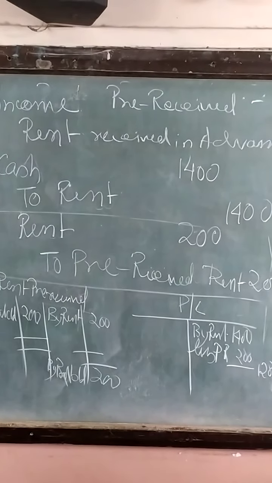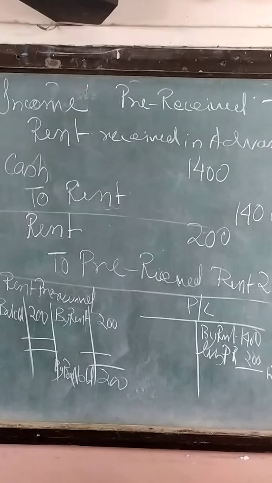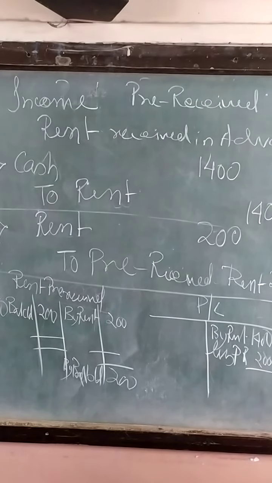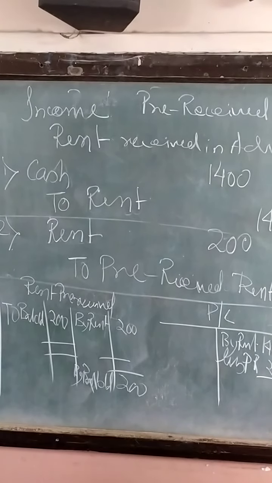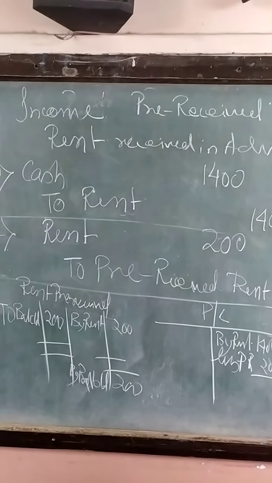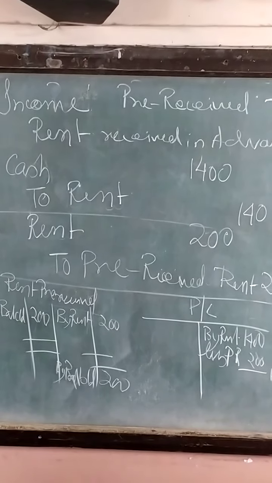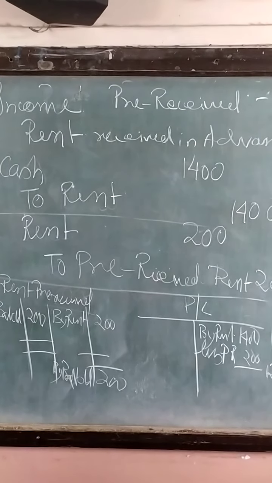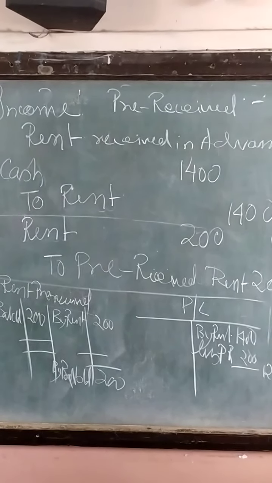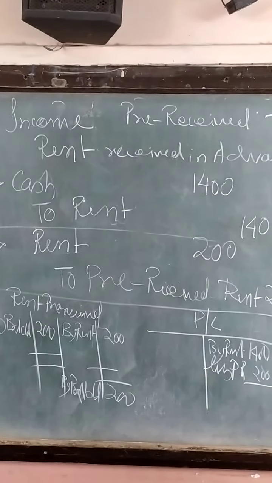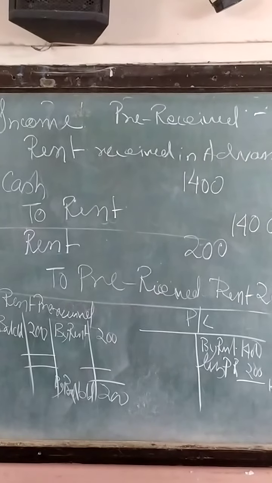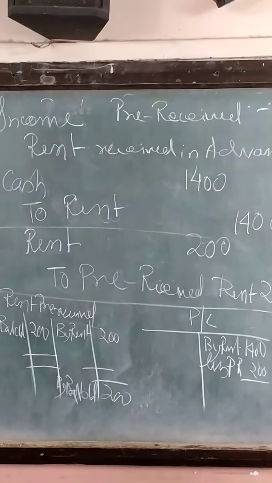Students, if the journal entry is only asked about pre-received rent, suppose it is asked that rent pre-received 200, then the second journal entry only you will pass, that is rent account debit to pre-received rent. Cash to rent, then rent to pre-received rent. When you are doing this, you are reducing your rent by 200, so rent automatically comes 200 less, so it is 1200. Let's understand by ledger posting.